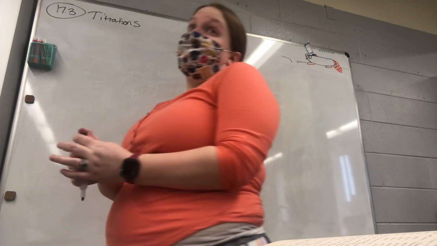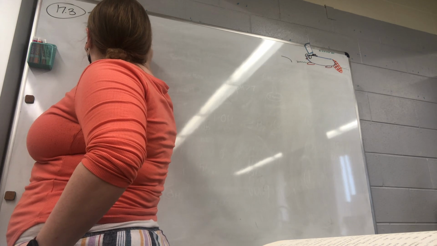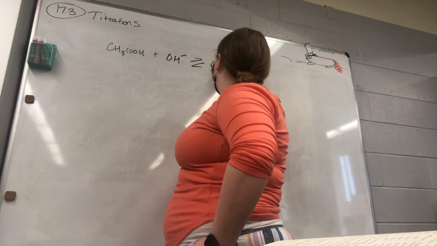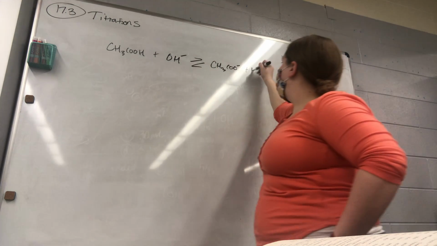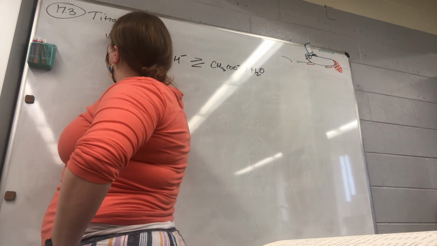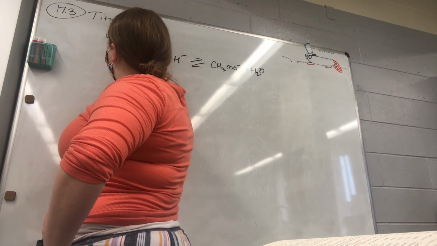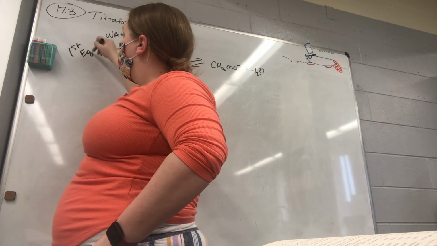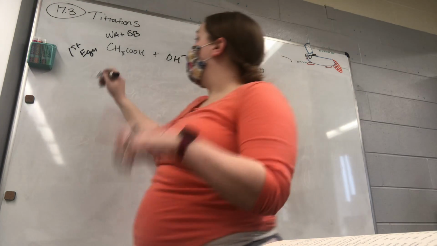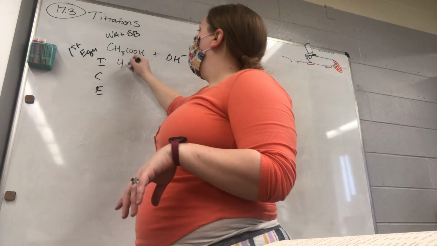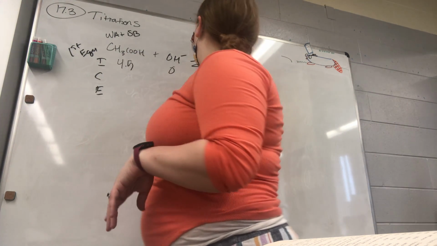You're going to have a titration on your quiz, I guarantee it. All right, so in a weak acid-base titration, the first equation you have to use is this one. This is the one that gets the ice table. Say you started with 4.5.